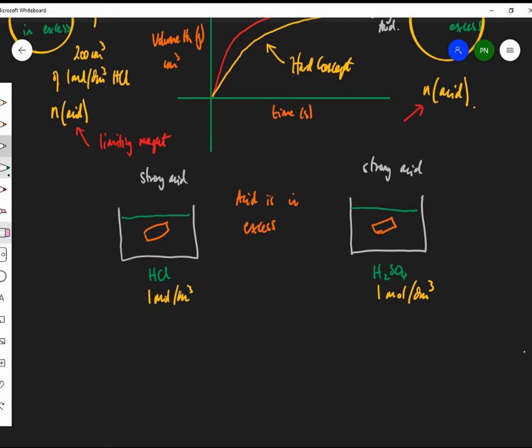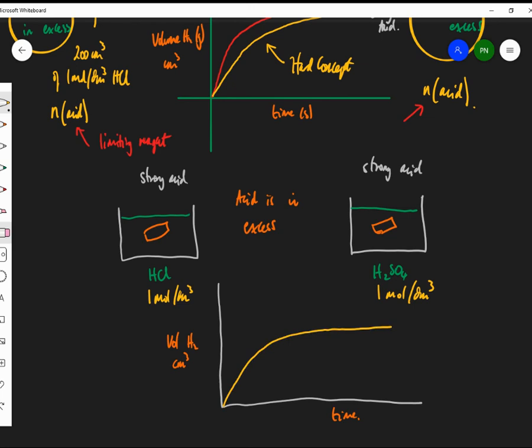And now I'm going to draw another graph. This will see if everyone's been listening. Okay, this is the volume of hydrogen in centimeters cubed, and this is time. All right, now I'm going to do the HCl one first. Okay, this is the HCl. All right, this is my HCl.